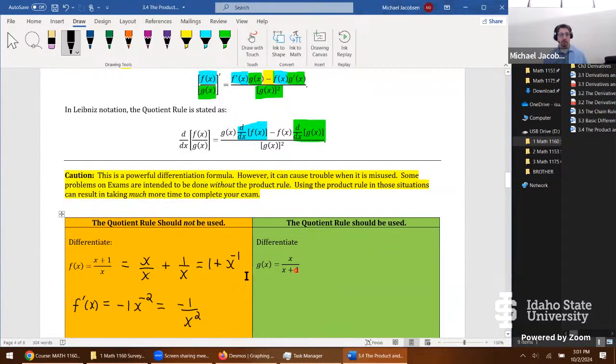Well, any questions, folks, with the derivative on the left? Or what we're about to do with this one on the right?